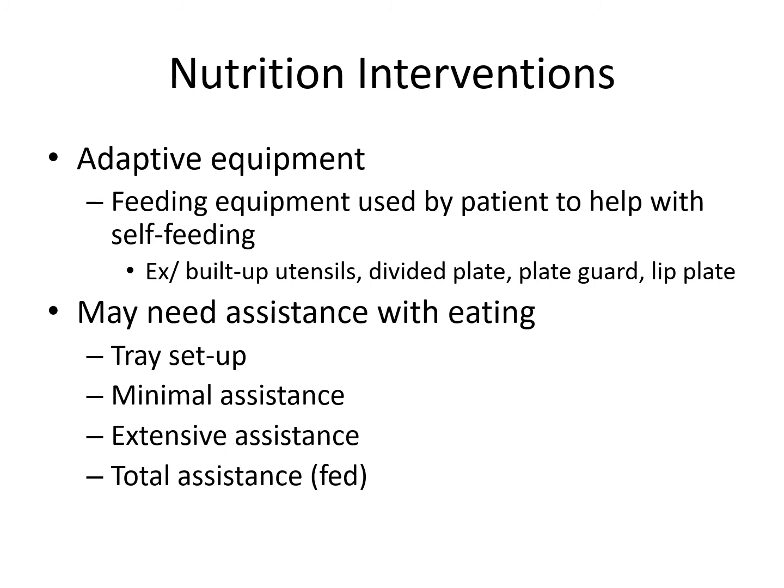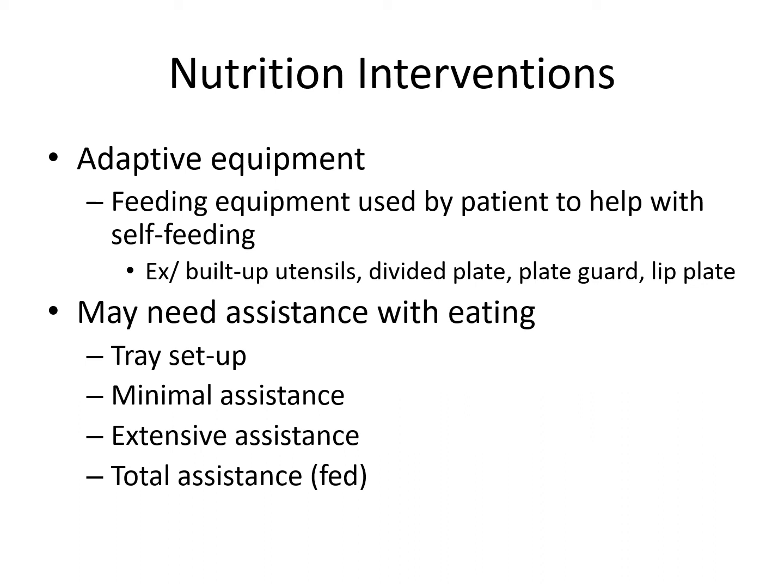We also have adaptive equipment. So again, we talked about that feeding assistance. But again, if patients, we'd like them to maintain their independence as long as possible. So we can have special equipment that can help. This includes built-up utensils with thicker grips to make it easier to hold, divided plates, plate guards, or lip plates. So again, if you ever tried to eat peas, you can now literally pin them in the corner because you've got a plate guard.